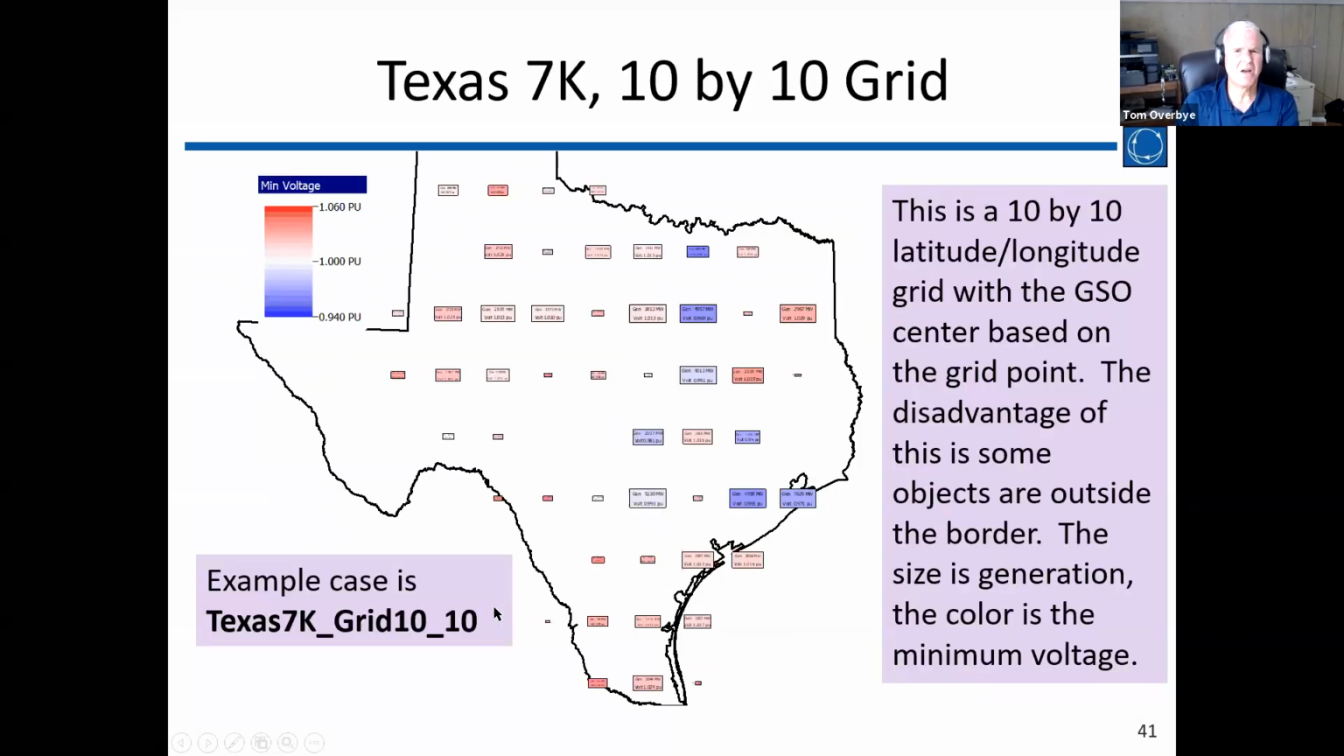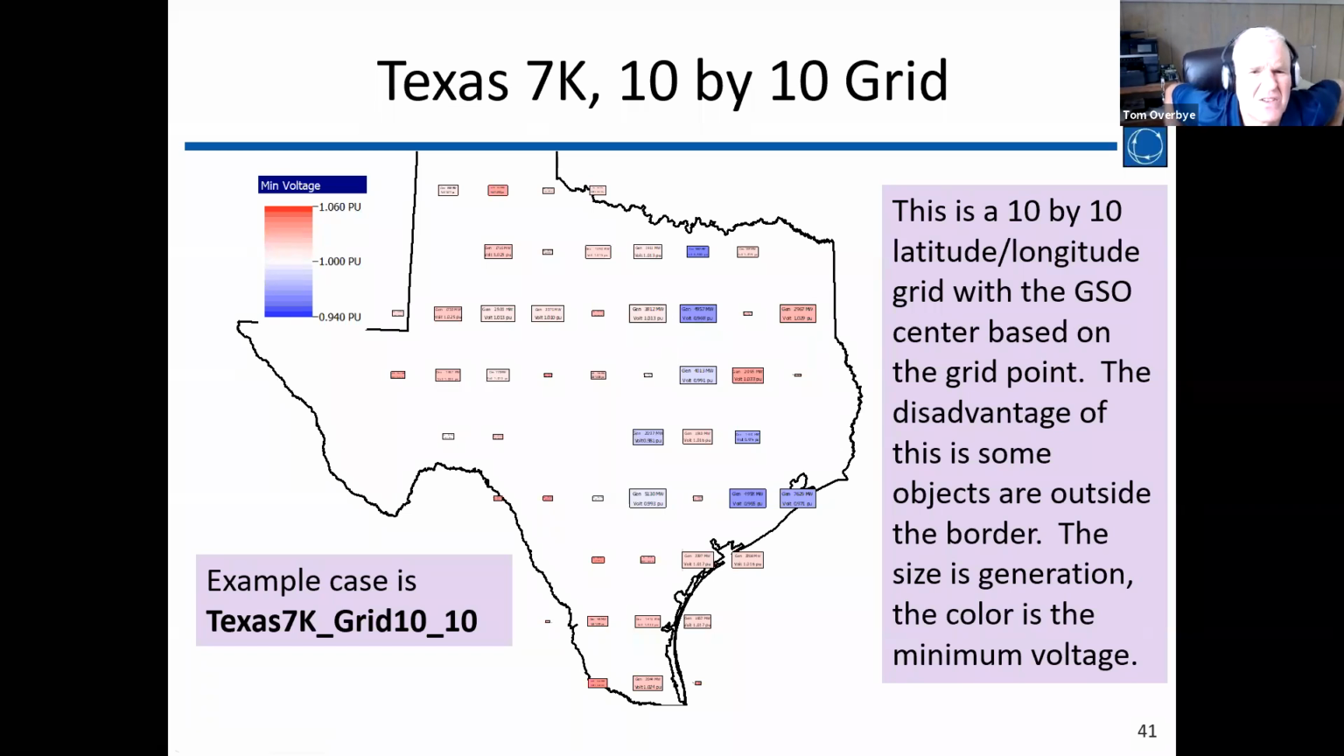So here's an example of our Texas 7,000 bus case. What I did is I set up a 10 by 10 grid. And this was simple to set up. It's as fast as setting up a regular GDV, except now this is for substations. Rather than showing all the substations, I dynamically group the substations into a 10 by 10 grid, and then I show a GDV at the grid center.